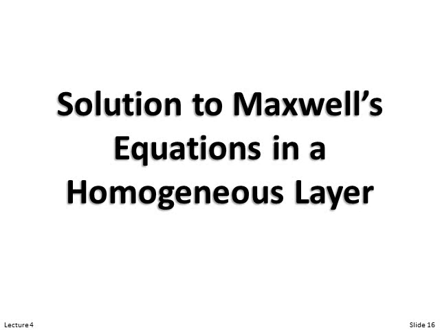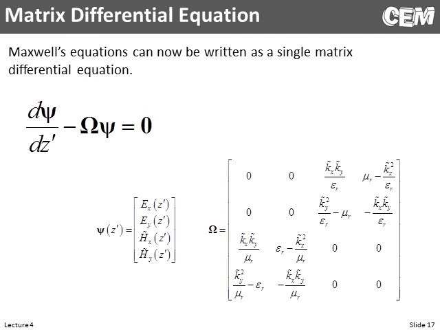Okay, so we've now cast Maxwell's equations into a matrix form. Now we want to solve that. So I'm going to rewrite that big ugly matrix equation in a real compact form. We'll call this bold psi, this column vector of our unknowns. And these are a function of z. They're changing in the z direction. And this big matrix here, we're just going to call omega. So now I can write my matrix differential equation compactly this way.